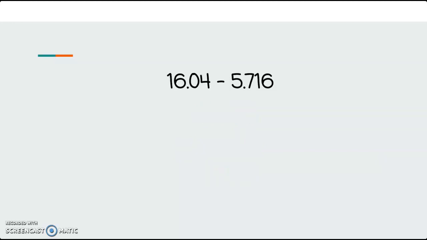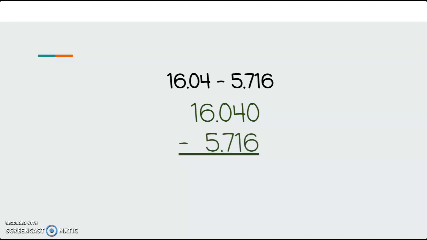We'll try example number 2. I have 16.04 minus 5.716. So I first put 16.04 on top, and I have to add a 0 as a place value behind the 4. I then subtract 5.716 below, and notice my decimal points are lined up vertically, and then I subtract from right to left.